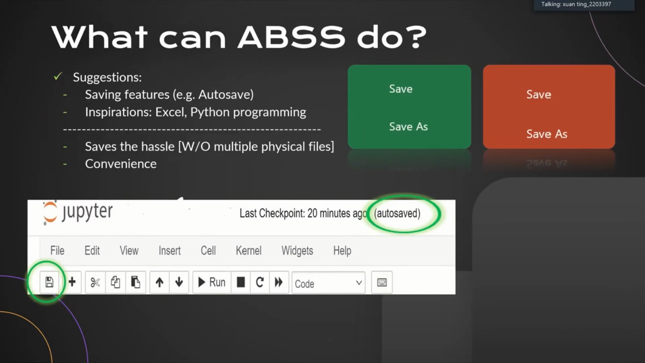And so what can ABSS do about this? We can actually use saving features like autosave or such saving features to keep track of our progress rather than having the constant zip files to back it up for us. It is tools like this that actually incline us to want to use the application, such as Excel, which we use for our tutorial videos. And this saves us the hassle of multiple files and is much more convenient for us.